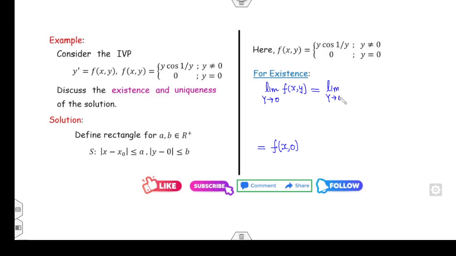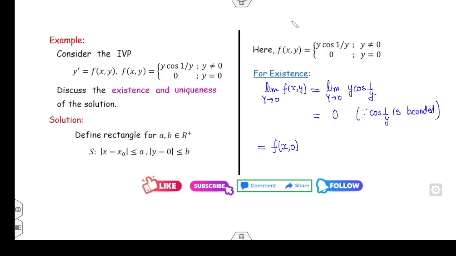Limit as y approaches 0 of y cos of 1 over y. And if you take y, that function is bounded. Cos of 1 over y is bounded, so that limit is 0, because cos 1 over y is a bounded function.